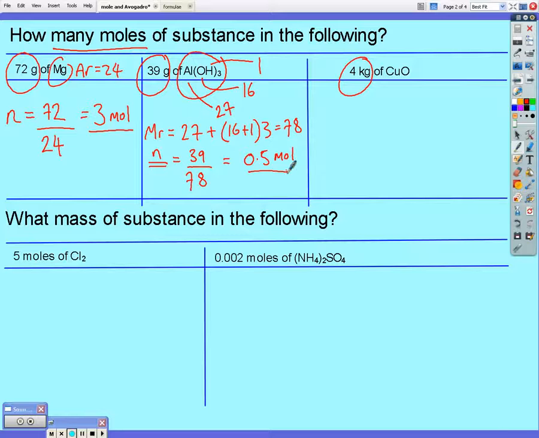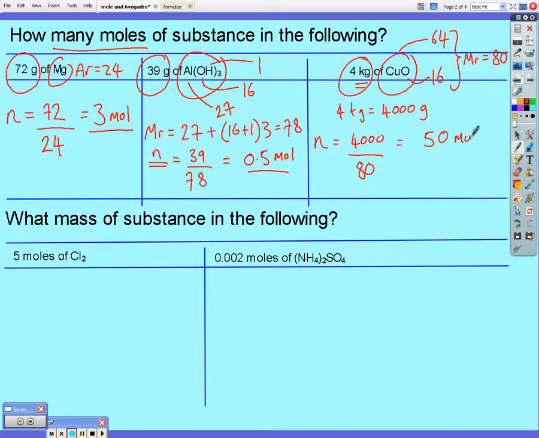Copper oxide. Copper, from your periodic table, has a relative atomic mass of 64, whereas oxygen is 16. So our relative molecular mass is equal to 80. We have 4 kilograms. Well, 4 kilograms, of course, is equal to 4,000 grams. So the number of moles of copper oxide we have is 4,000 grams divided by the relative molecular mass, or the molar mass, of 80, which gives us 50 moles.